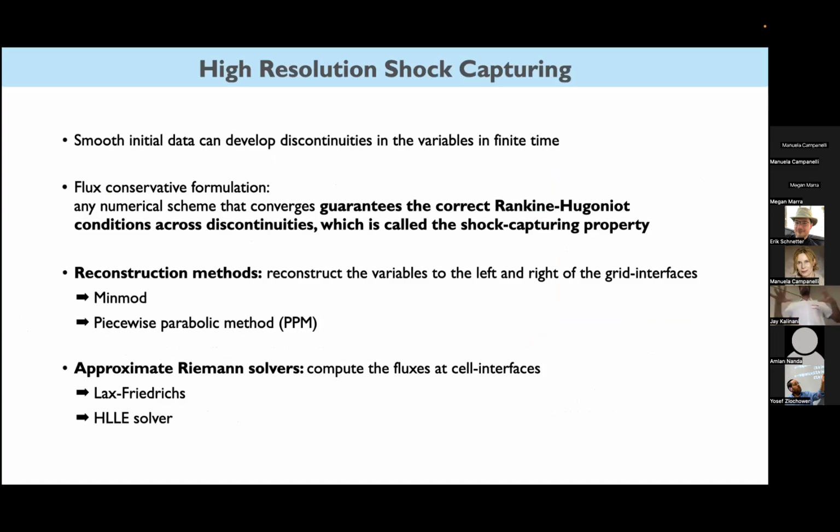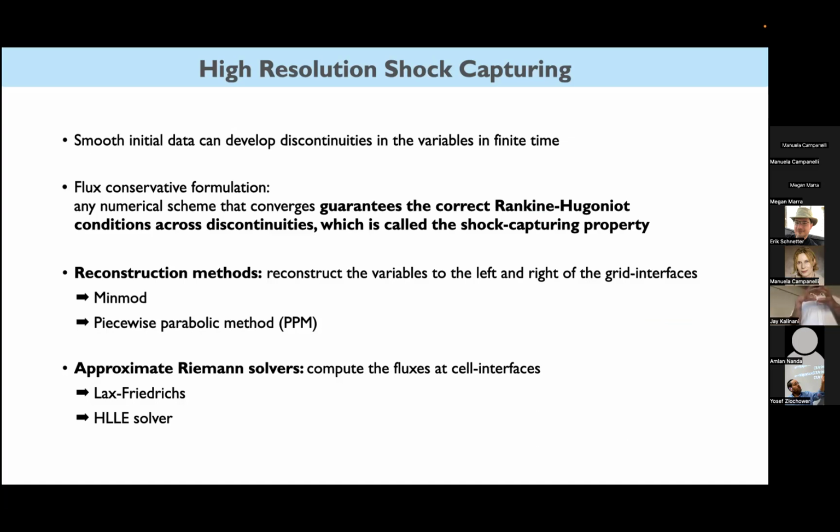Now, when you want to start your simulation, you need some initial data, as we had a great talk earlier, just before mine. So even if you have smooth initial data, once you evolve that, you could develop some kind of discontinuities. And to capture such discontinuities and shocks, we need high resolution shock capturing techniques. And these techniques should also obey the correct Rankine-Hugoniot conditions. And they're basically a two-step process.